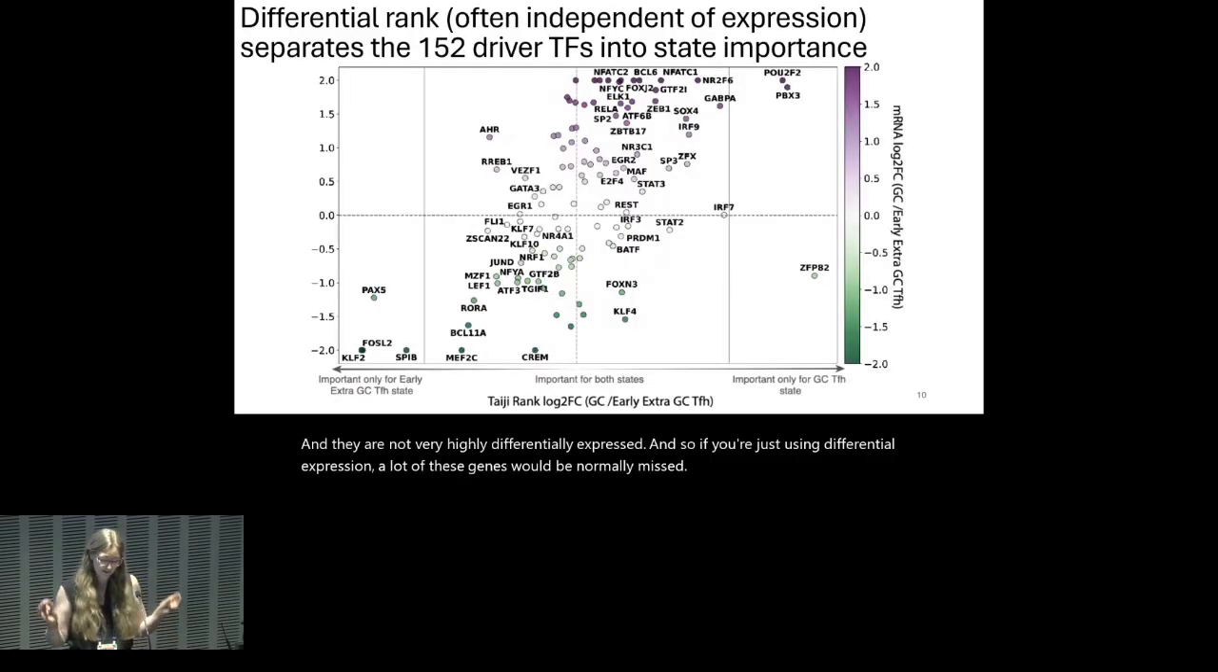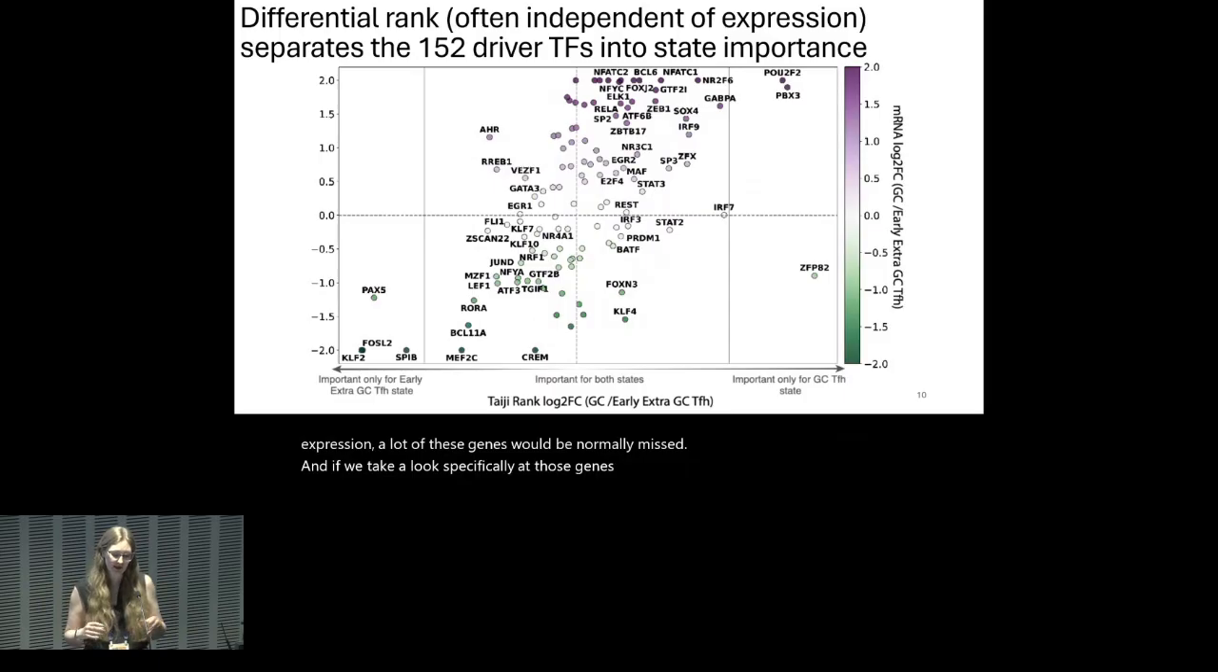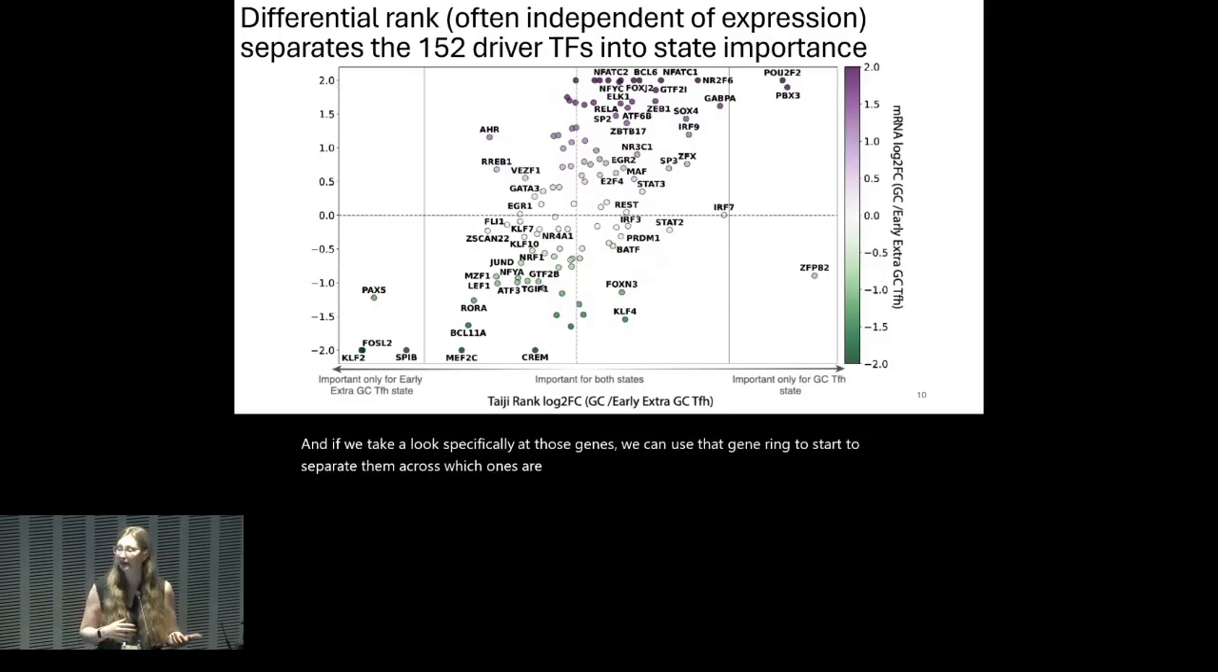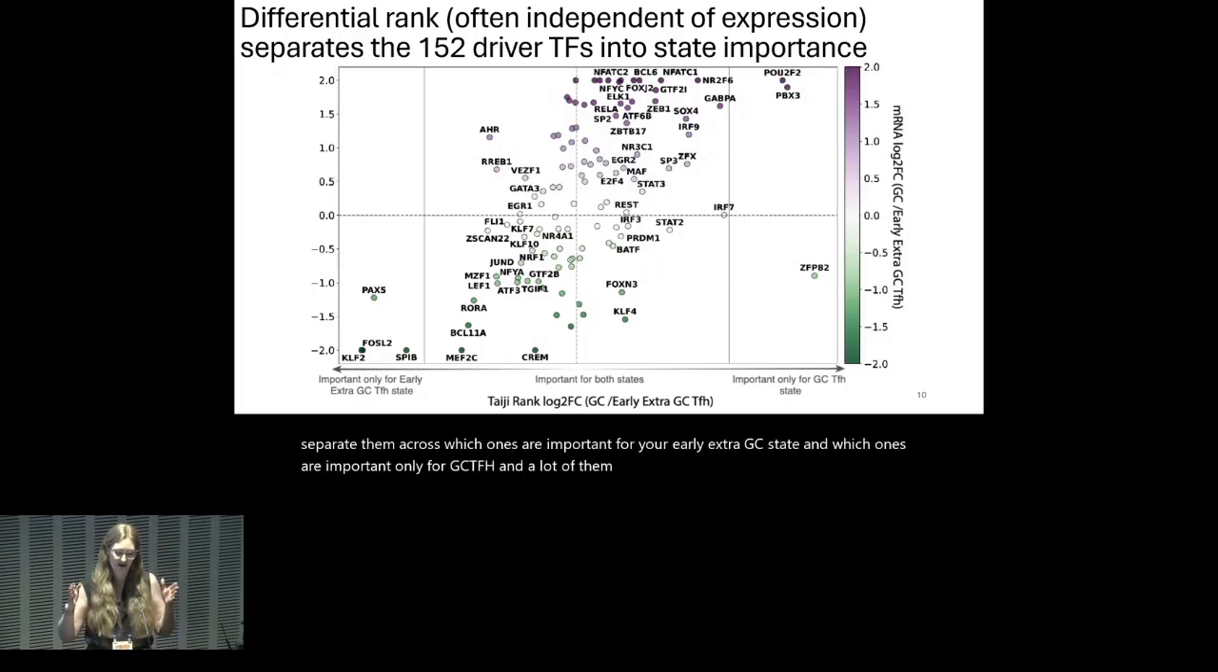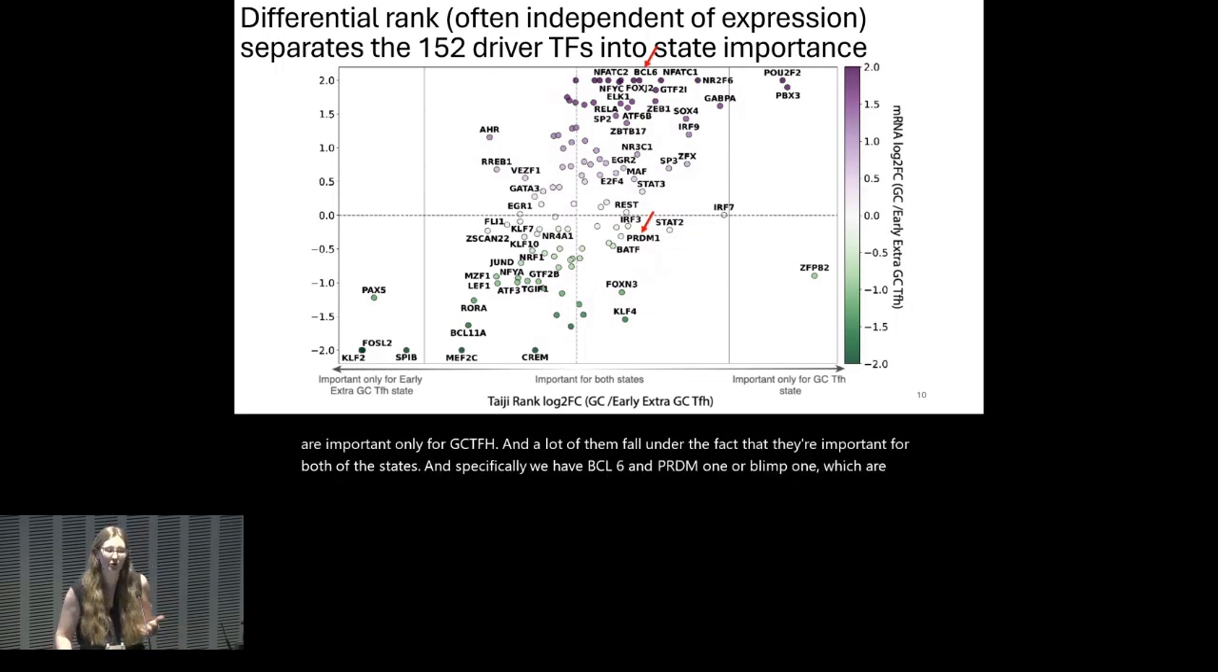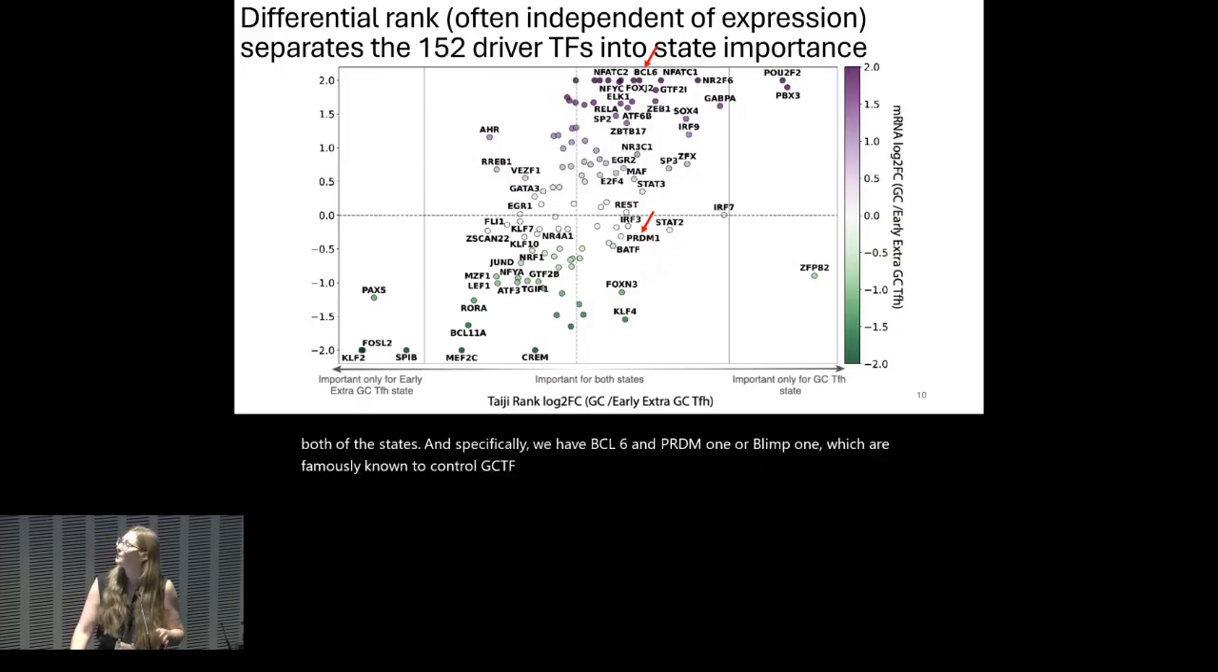And if we take a look specifically at those genes, we can use that gene rank to start to separate them across which ones are important for your early extra-GC state and which ones are important only for GC TFH. And a lot of them are important for both of the states. Specifically, we have BCL6 and PRDM1, or BLIMP1, which are famously known to control GC-TFH differentiation. And PRDM1 here is not very highly changed across these two states, so often it would be missed.